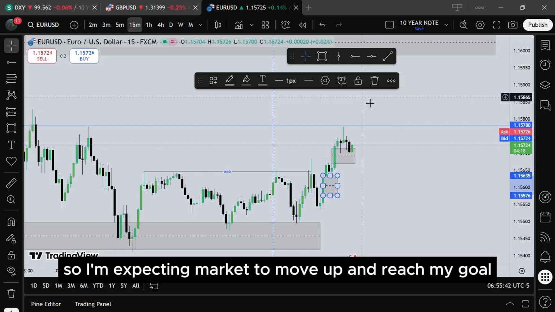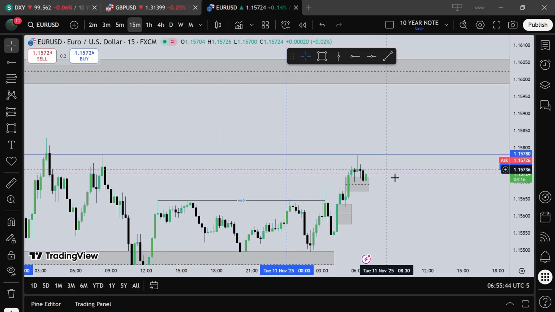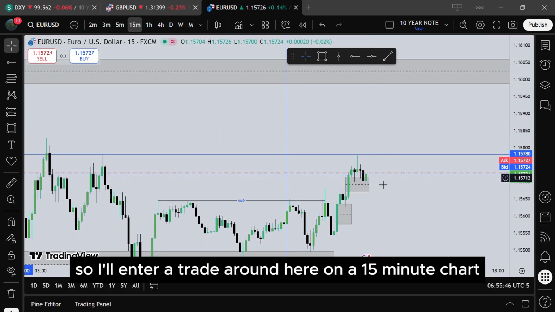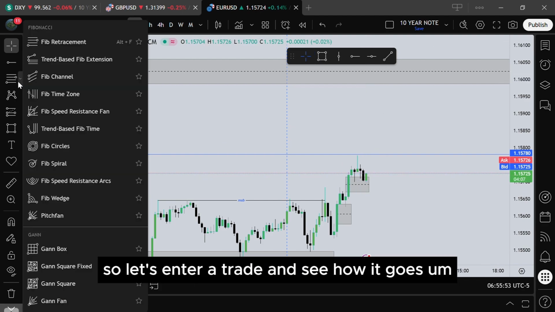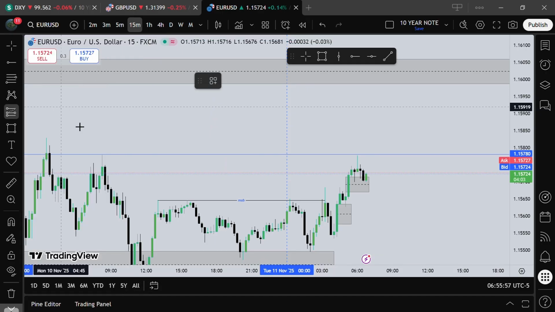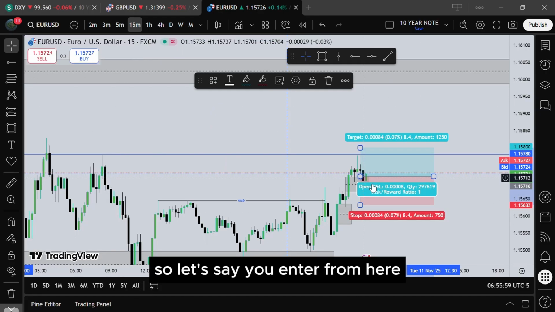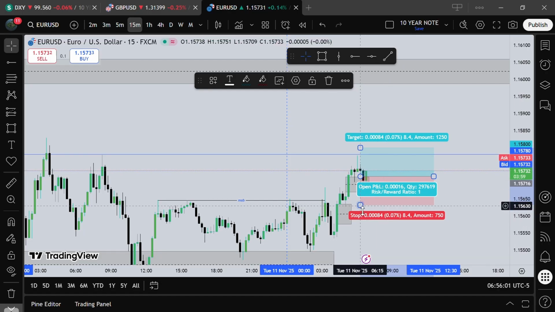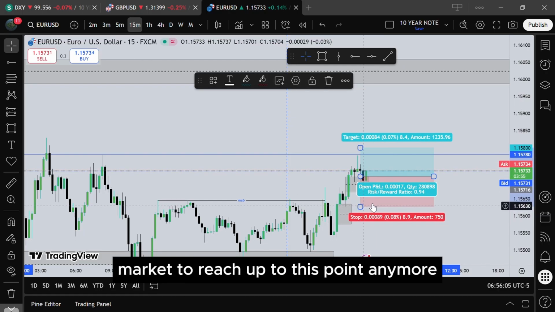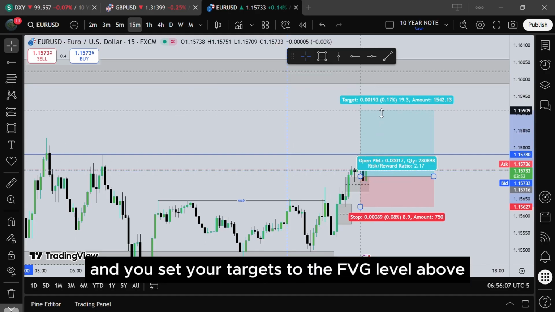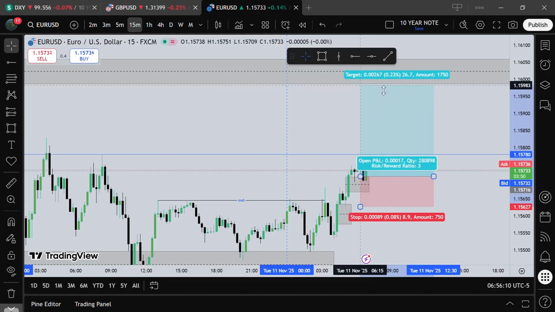So I'm expecting the market to move up and reach my goal. So I'll enter a trade around here on the 15 minutes chart. There's no point in going lower anymore. So let's enter a trade and see how it goes. So let's say you enter from here, put your stop loss below here, because I don't expect the market to reach up to this point anymore. And you set your targets to the fair value gap above.